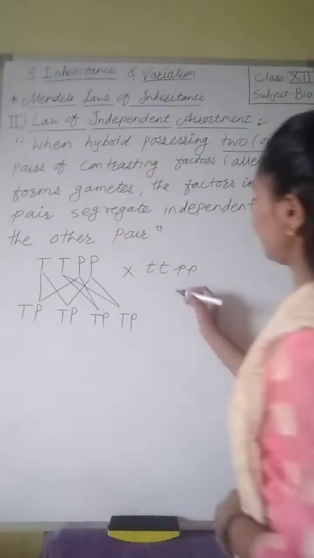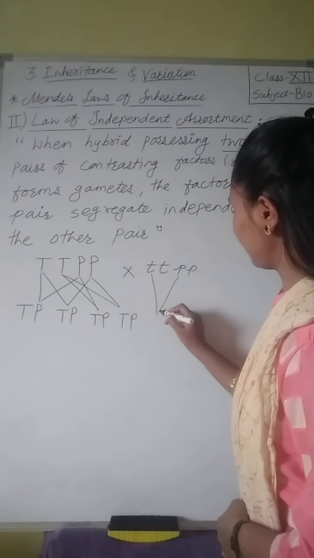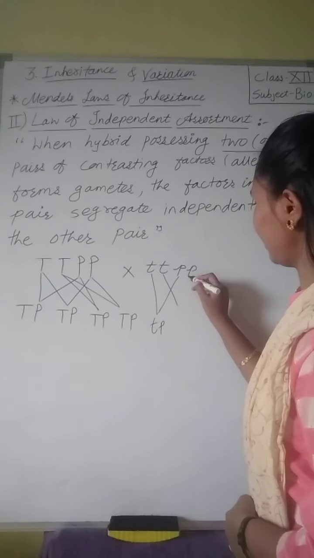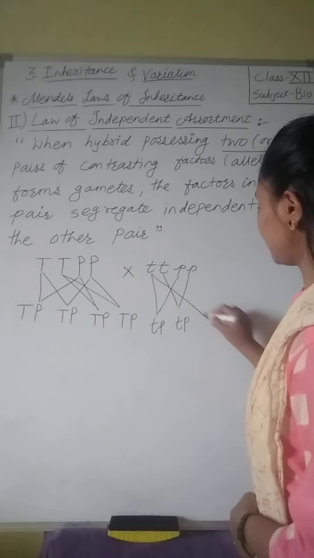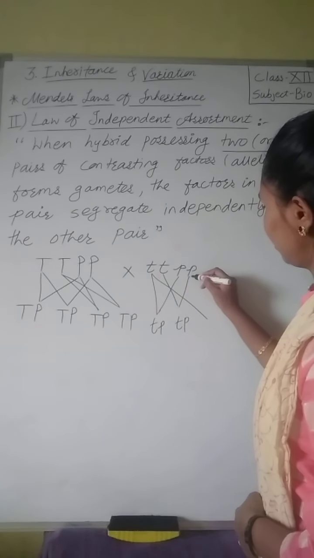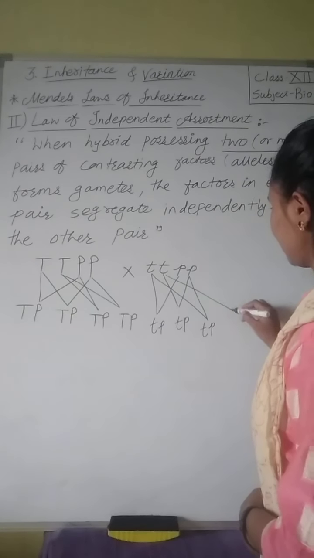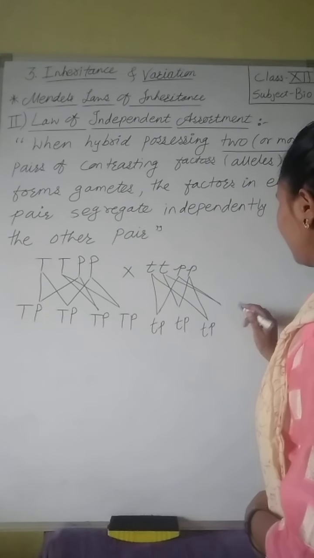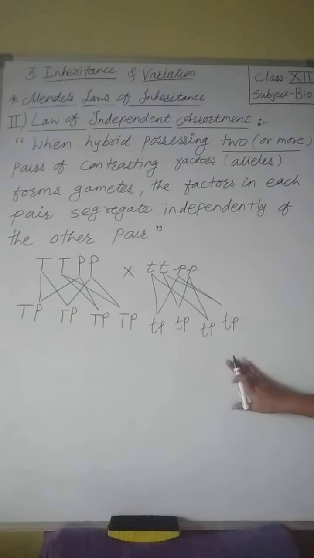Here also we get the same thing. This T will combine with this P, small t, small p. This t will combine with this p, small t, small p. This t will combine with this p, small t, small p, and this t will combine with this p, small t, small p. So these also have four gametes.